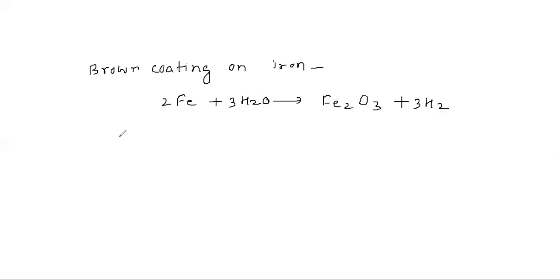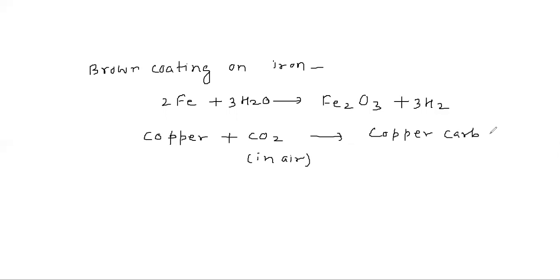Another example of corrosion, not rusting, is copper. So when copper objects are exposed to air, then CO2 present in air combines and forms copper carbonate. Due to formation of copper carbonate, the color becomes green. So green coating.